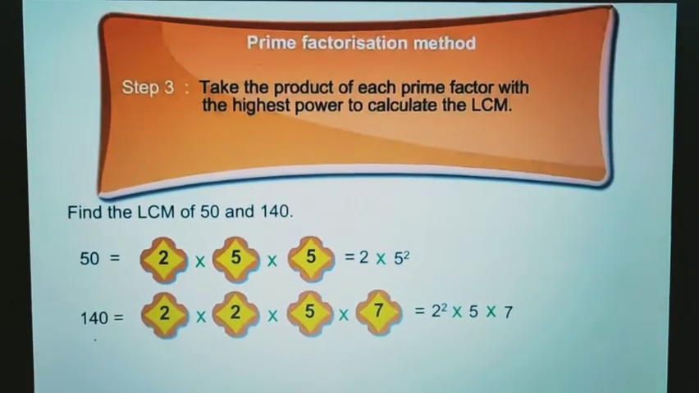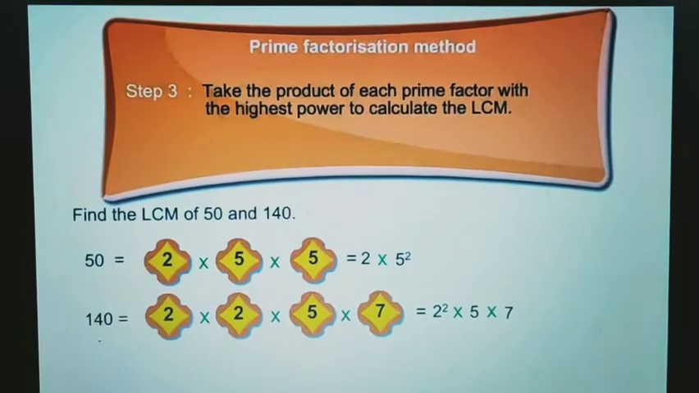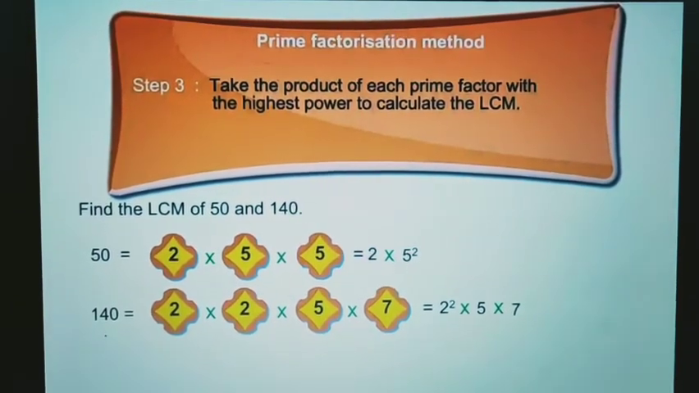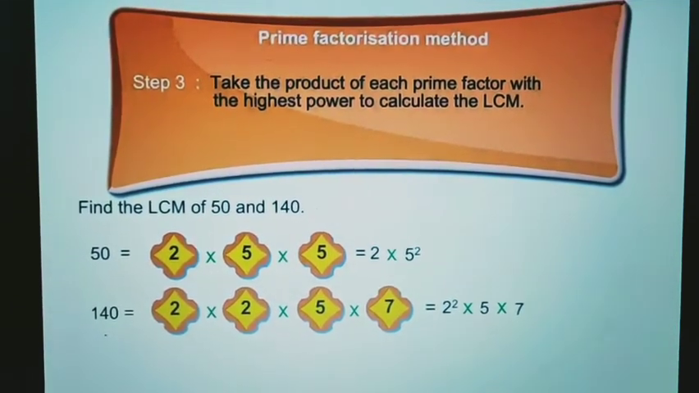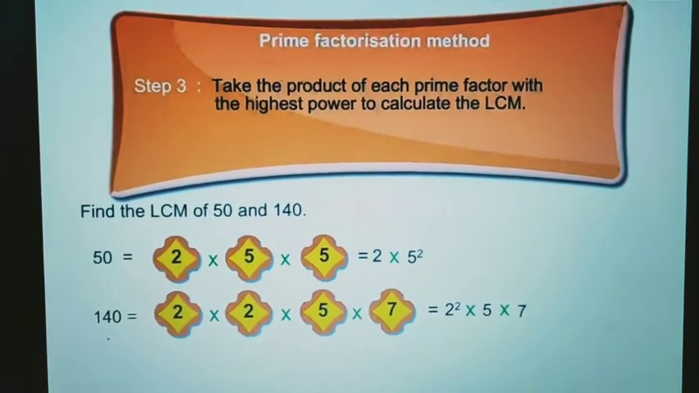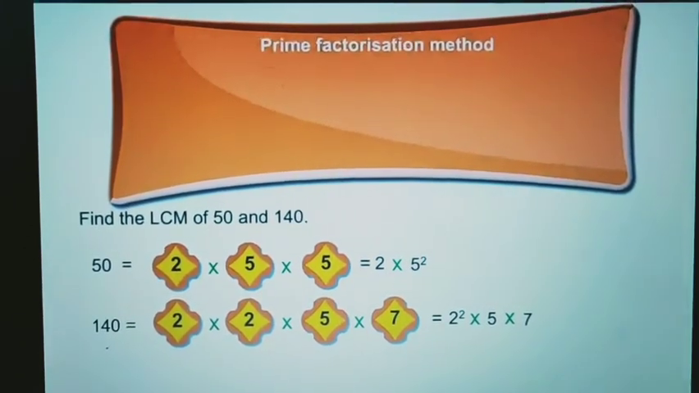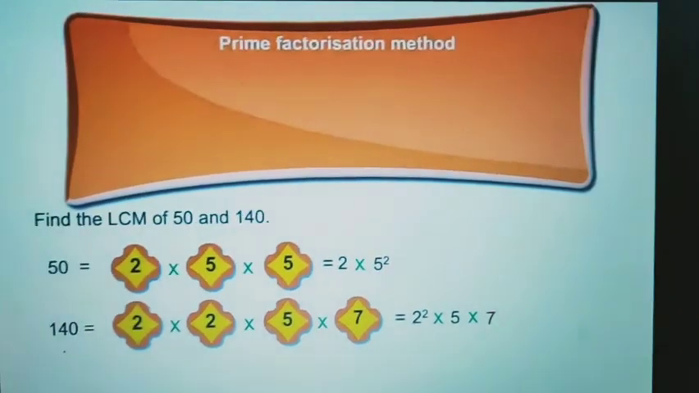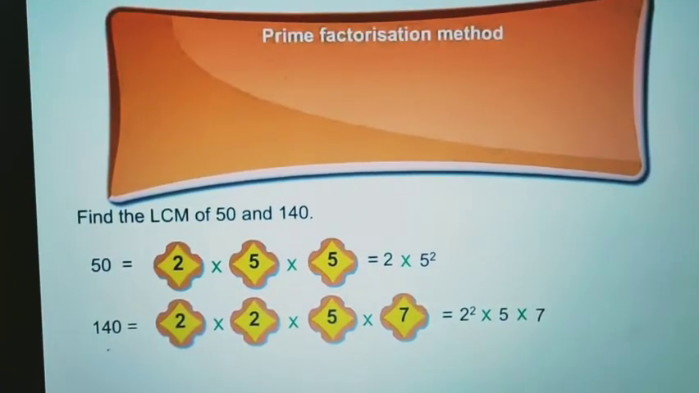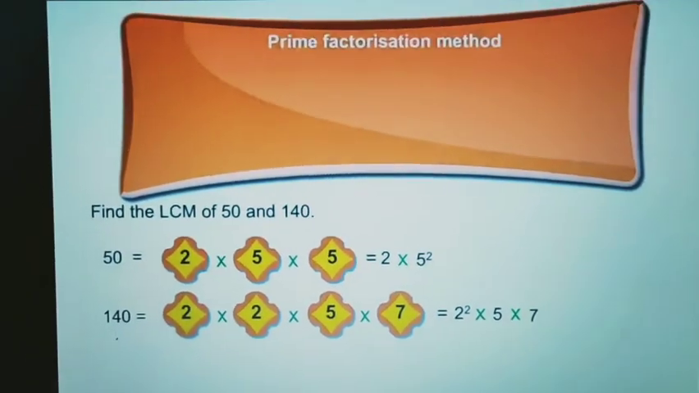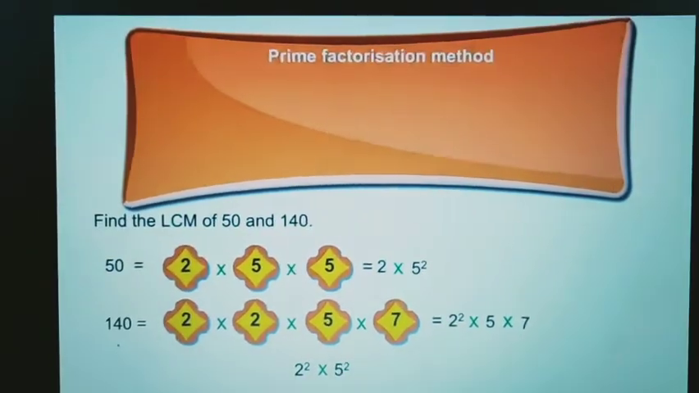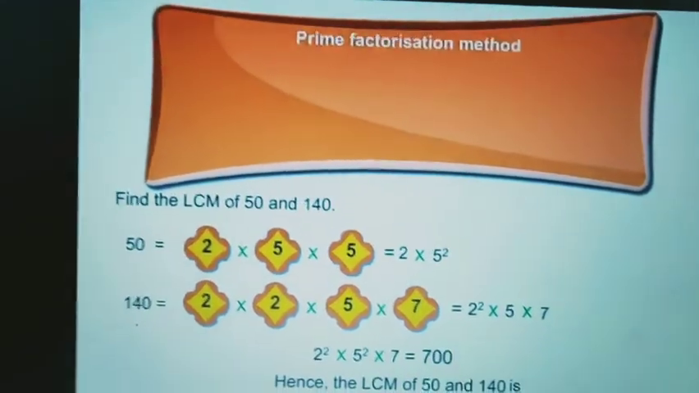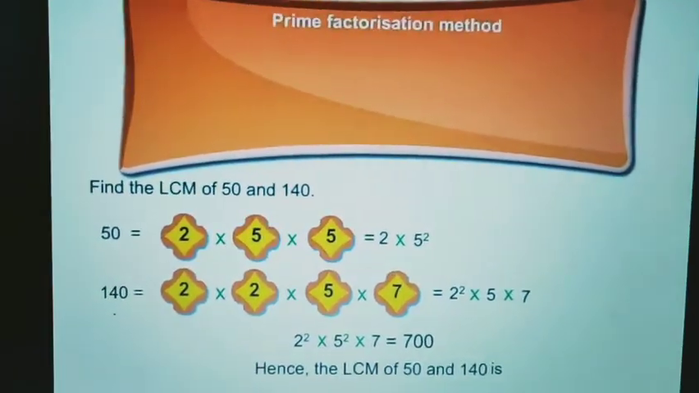Finally, identify the prime factors of all the numbers having the highest powers and take the product of each prime factor with the highest power to calculate the LCM. Here, 2 squared, 5 squared and 7 to the power of 1 are the prime factors with the highest powers. 2 squared times 5 squared times 7 is 700. Hence, the LCM of 50 and 140 is 700.